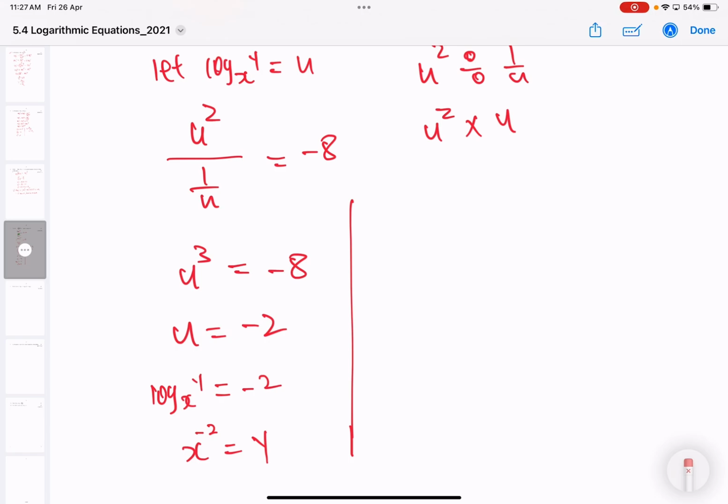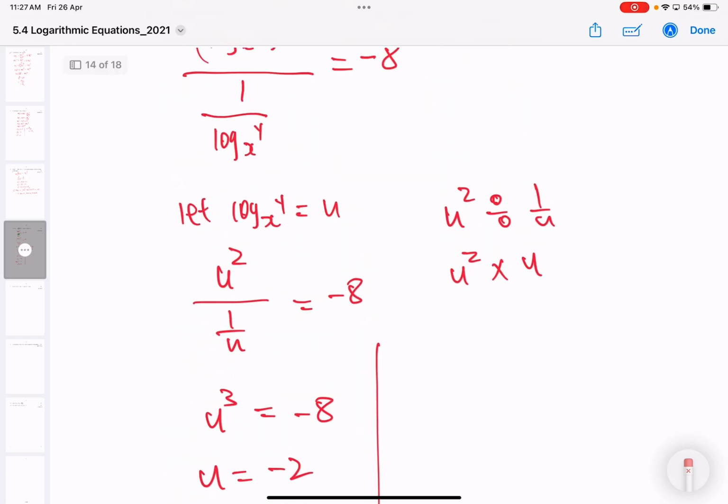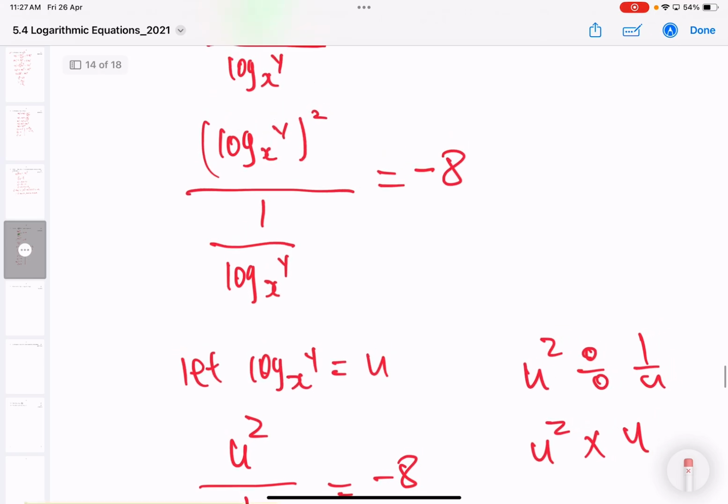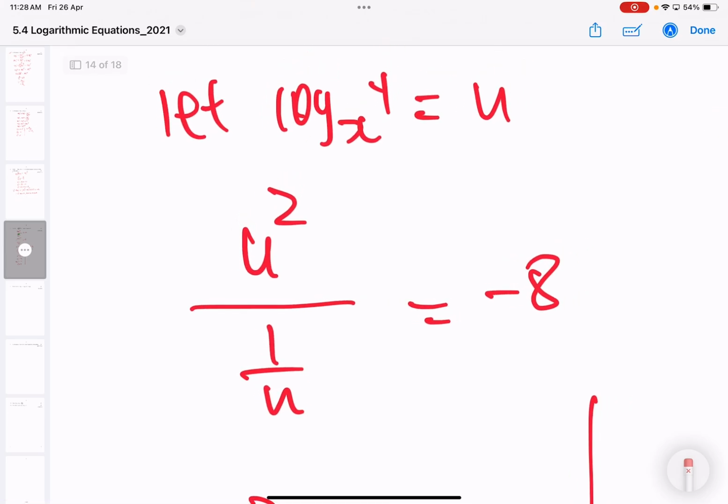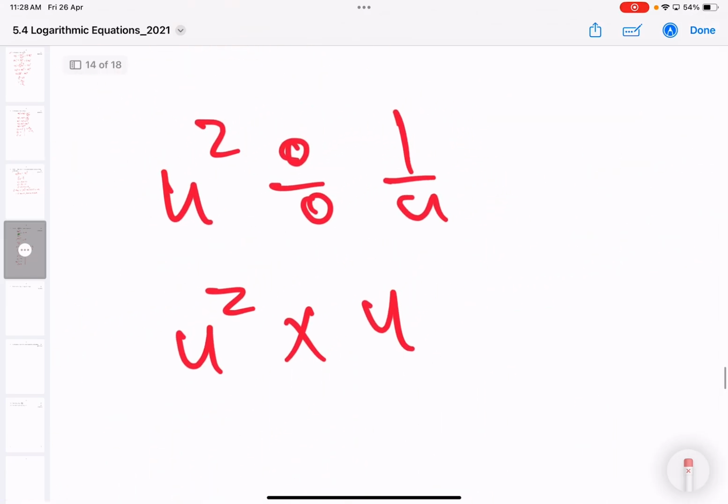This step, you're confused? Okay, let me explain every single step from the top again. Until here everyone can understand, right? Now I'm going to let u be log base x of y. Whenever I see this, I'm going to replace it with the u. So when I do that, I'm going to get this. Everyone can understand this? What is u divided by 1 over u?